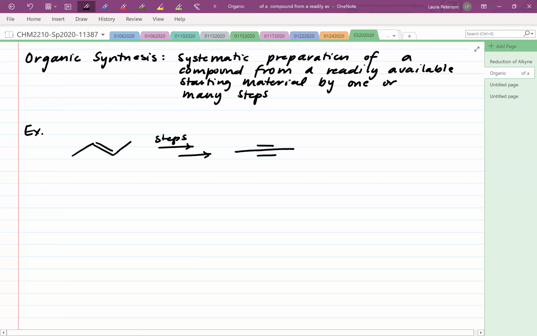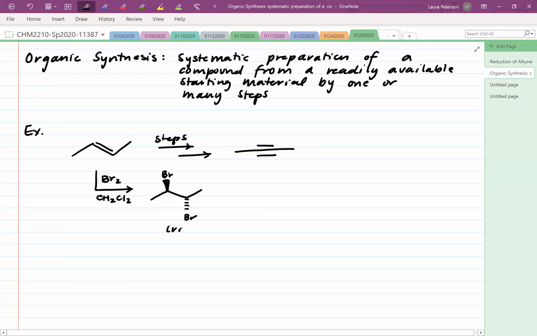So I just want to point out how we've kind of already introduced this topic, and then we'll look at a few other syntheses. There is no direct way to go from an alkene to an alkyne. And so what we learned is that we would have to first convert it to the dihalide, the dibromide in this case.